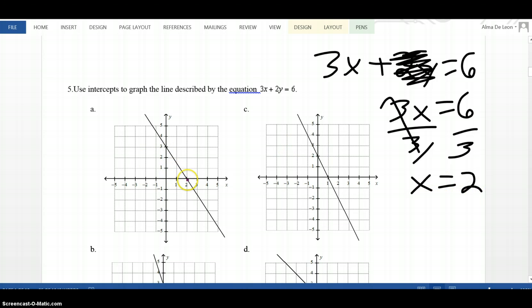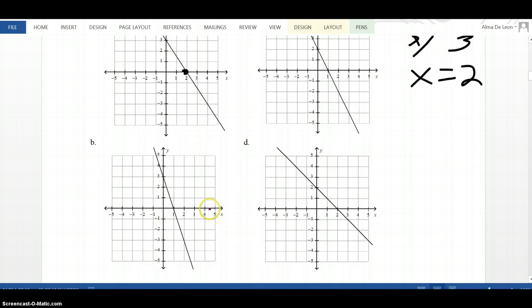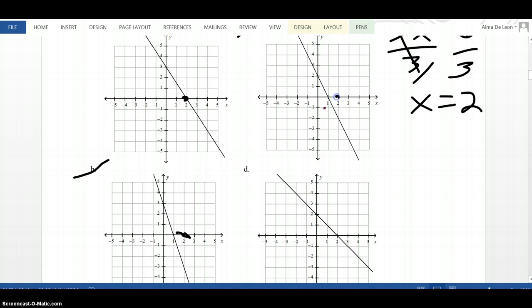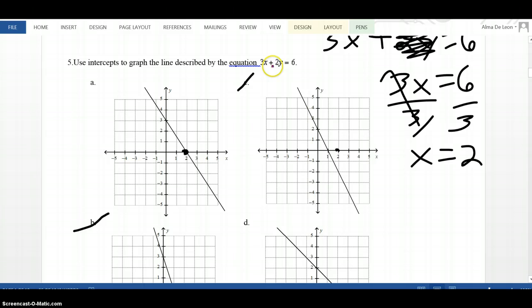So right away I can see A could be an answer, C is not an answer, B is not an answer because we don't have an x-intercept of 2, D could be an answer. So either A or D are my answers.